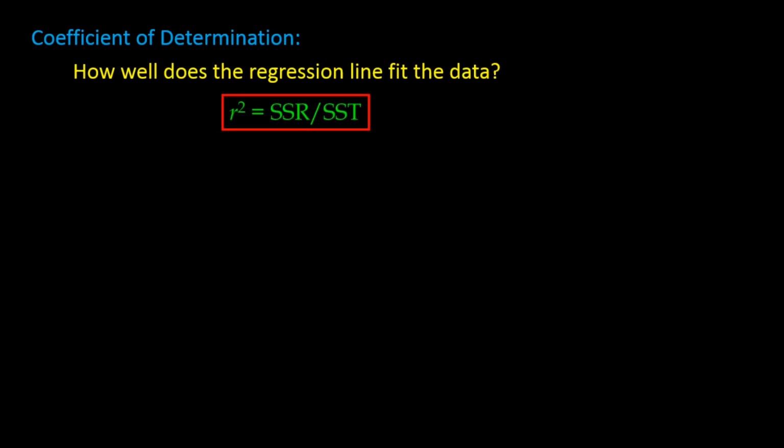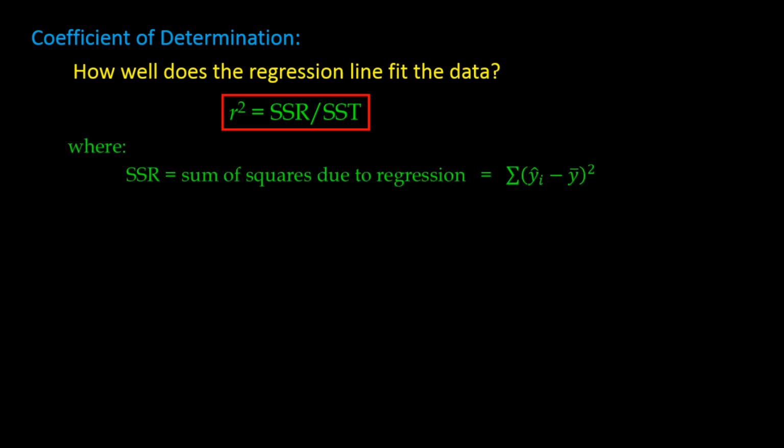R squared is the coefficient of determination, and to calculate it, we take something called SSR and divide it by SST, where SSR is defined as the sum of the squares due to regression. The way we calculate SSR is to take the sum of the squared deviations of each predicted value of y, that's each y hat, and subtract y bar, the average y. So it measures the difference between the predicted values and the average.